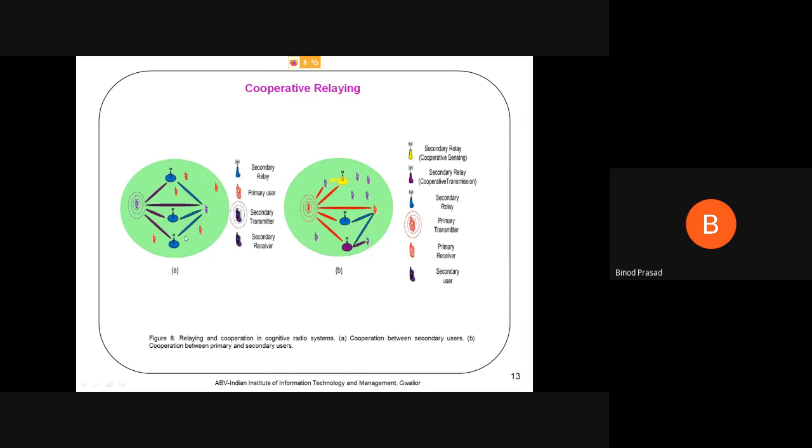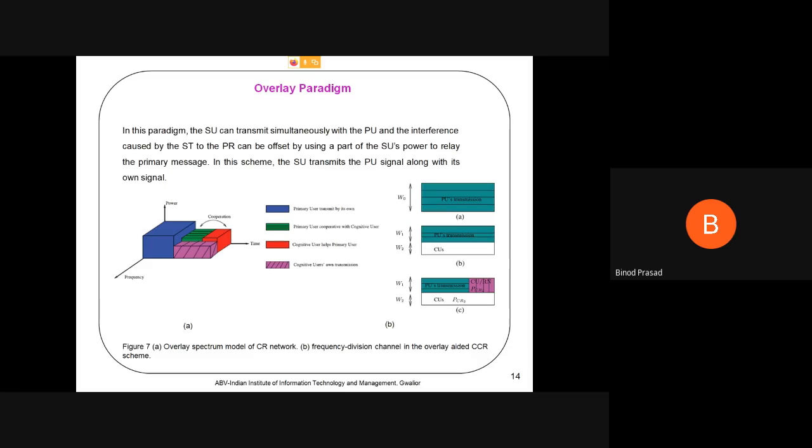This scenario depicts how cooperation in a cognitive radio happens, where a CR can work as a relay for a given cognitive user. It can work as a relay for a PU also. So the data scheme we'll discuss later in the coming slide.